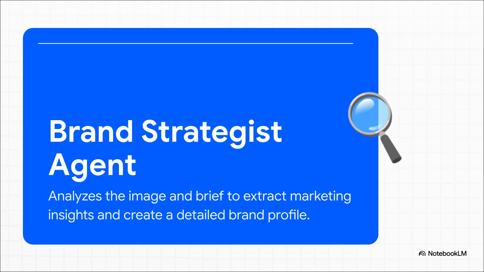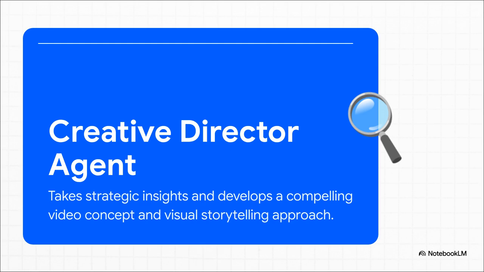So, first up on the line is the brand strategist. You can think of this AI as your marketing expert. Its job is to look at that image and the brief and figure out, okay, what's the core message here? What's our strategy? Once the strategy is locked in, it gets passed down the line to the creative director agent. Now, this AI takes that strategy and gets, well, creative. It comes up with the actual video concept, the story, the visual style, the whole vibe.